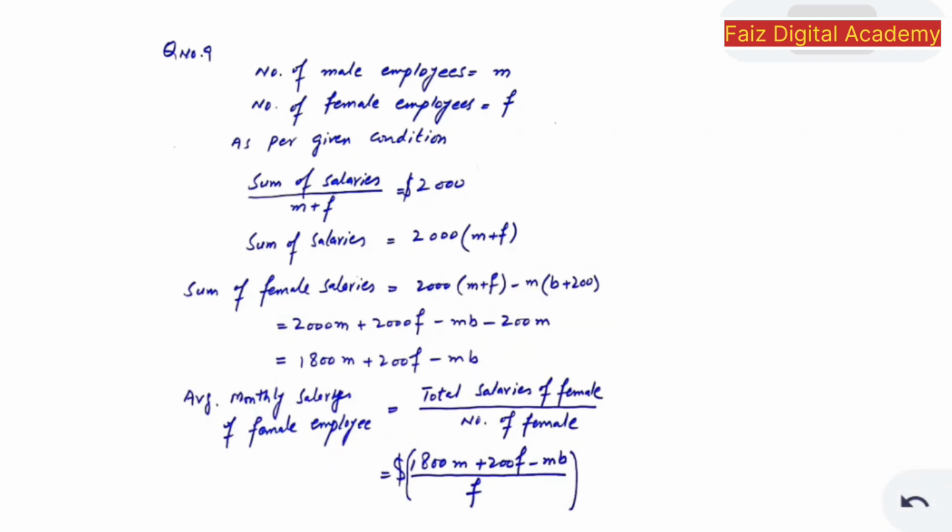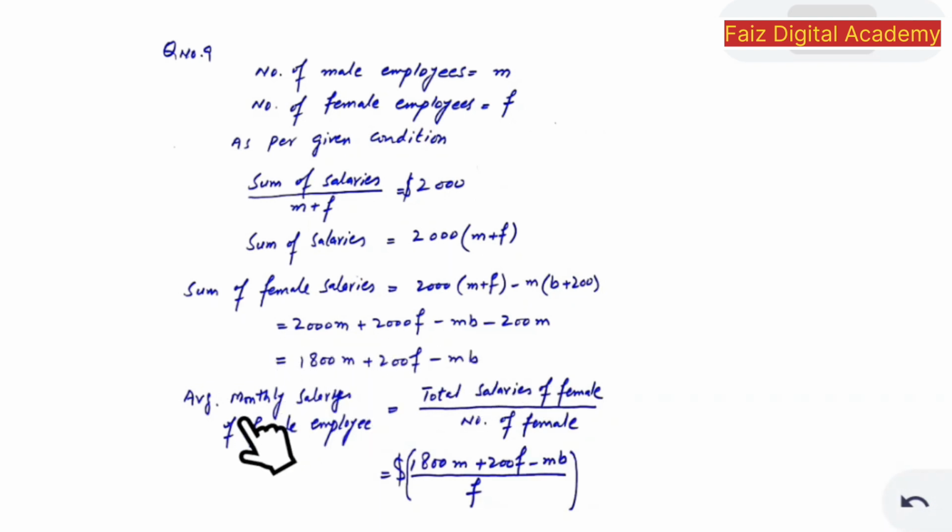This 2000(m plus f) is actually the total salary, and this is the minus m into b, which is given in the question as the salary given to the male. So if we subtract the salary given to the male from the total salary, we can find the sum of salary given to the females. So after solving it, this is the total salary which is given to the females.